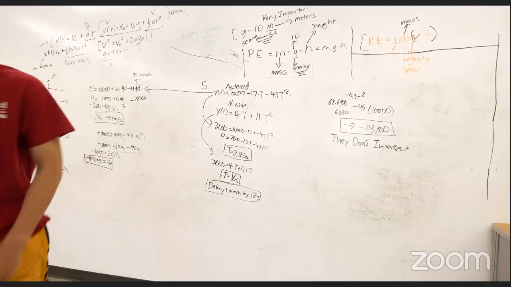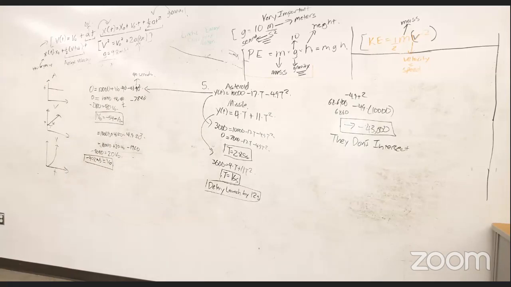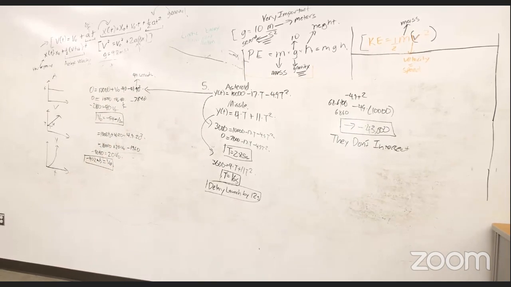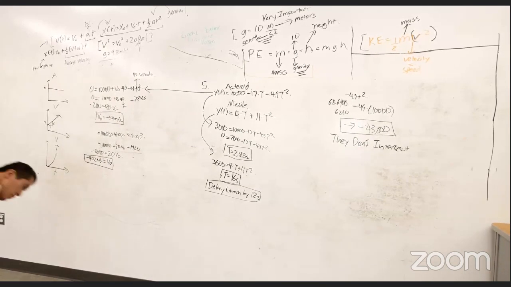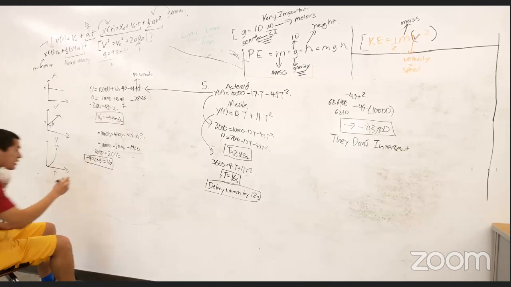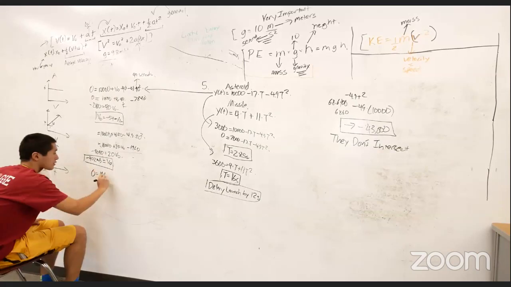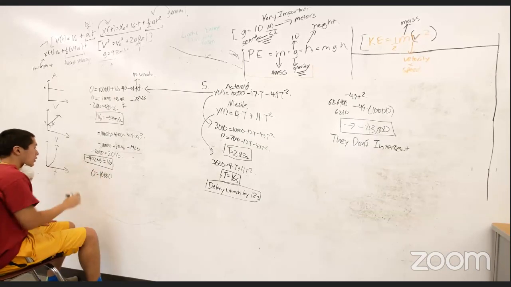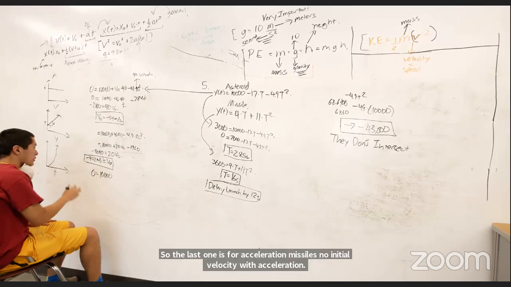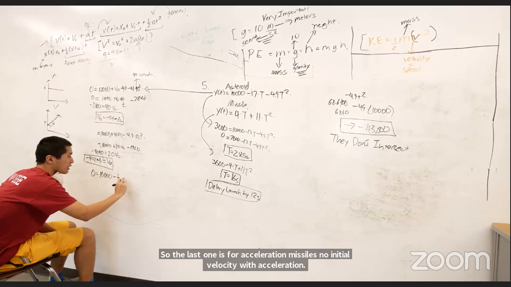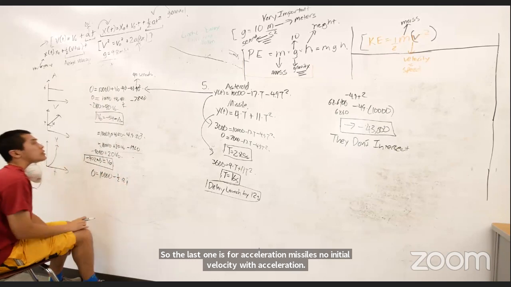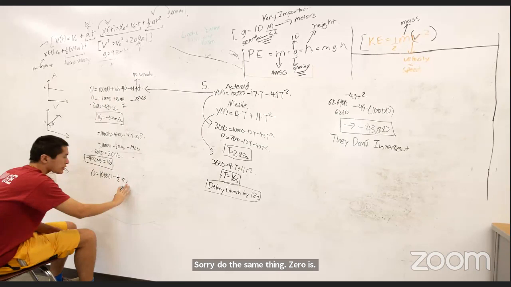So the last one is for acceleration, I think. Missile with no initial velocity, but with an acceleration. So we're going to do the same thing. 0 is 10,000. This is for part 3. I'm going to ask for the rocket with no initial velocity. No initial velocity means that this is 0. So we're going to do 1 minus 1/2 times A times t, where t is 20 squared.